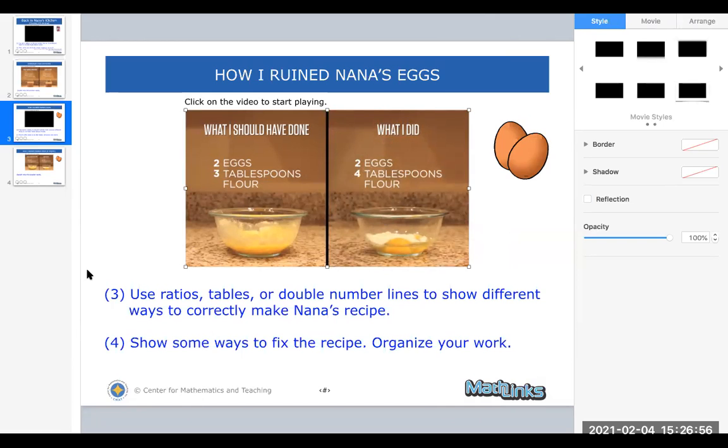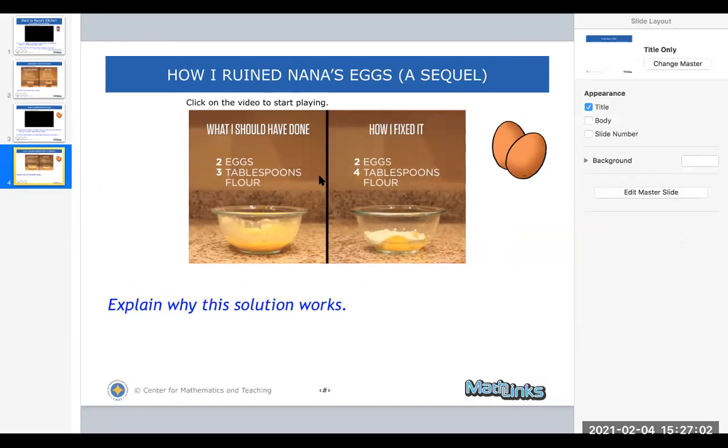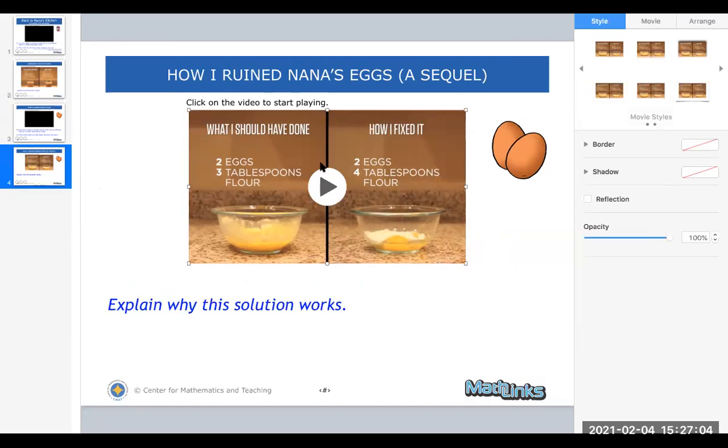So how can we fix it? We're going to again organize our work. Okay, let's see if they come up with an idea. What's this last slide? Oh, how I fixed it. Let's not look at that. I'm going to see if we can work that out ourselves.